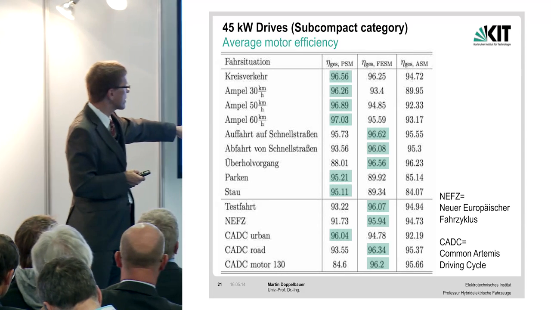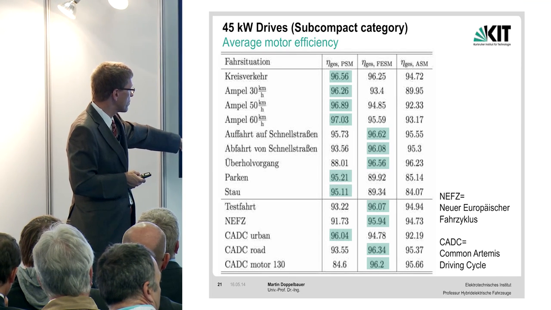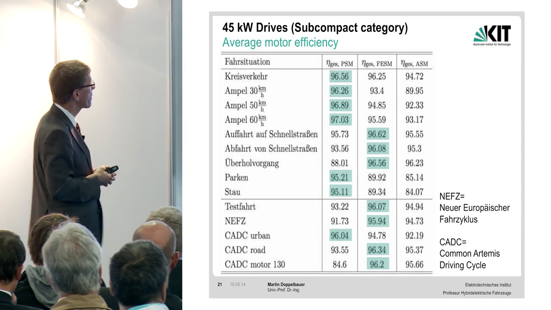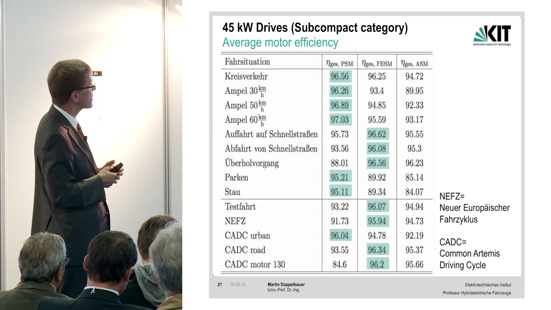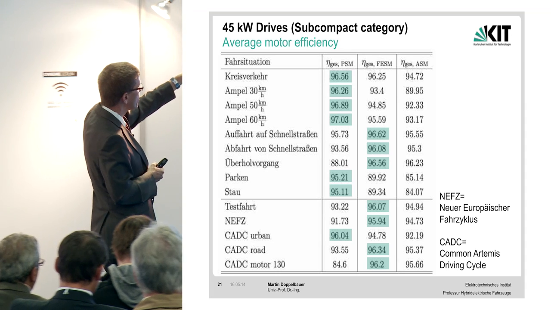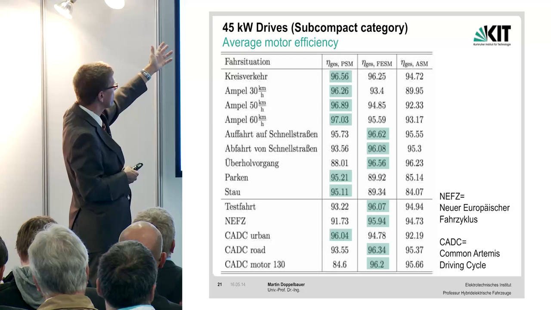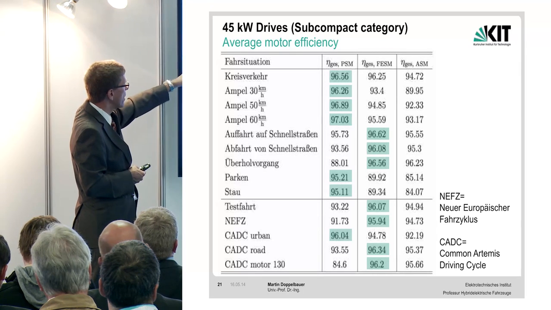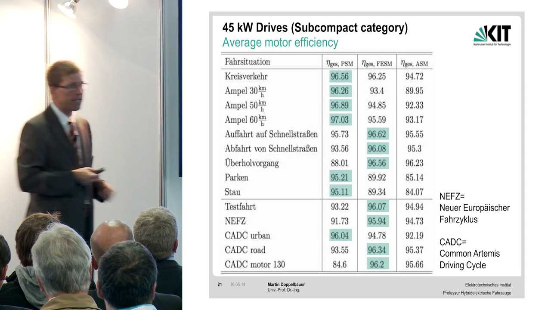Then urban cycle, permanent magnet machine is a little bit better. Road and highway cycle, again, field winding machine wins. And then you see typical driving scenarios on the top, like roundabout, start from a red traffic light or stopping at a red traffic light, entering the highway, exiting the highway, passing another car, parking, and traffic jam.